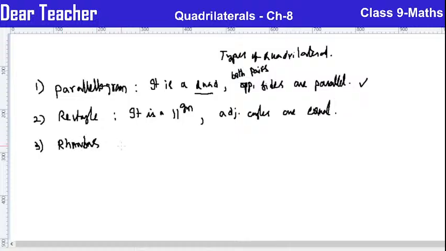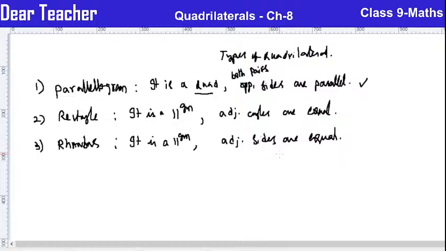So most of the people will go to square, but you should come to rhombus. It is a parallelogram. In rectangle, adjacent angles are equal. In rhombus, adjacent sides are equal.